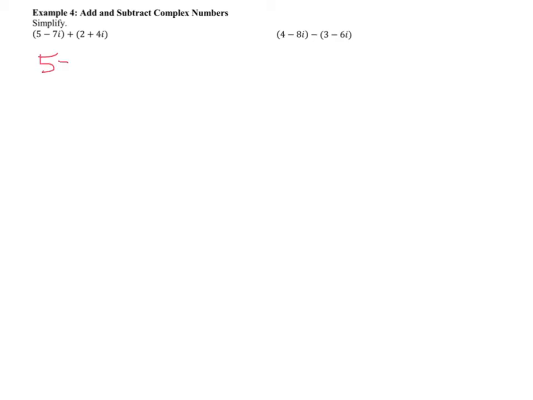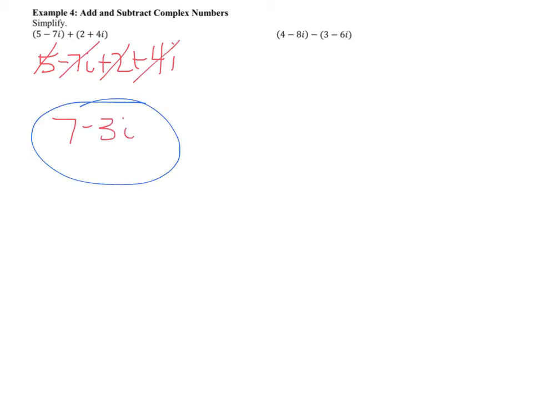So I have 5 minus 7i plus 2 plus 4i. And then I can just combine. So 5 plus 2 will give me 7. And -7i plus 4i will give me -3i for my final answer.